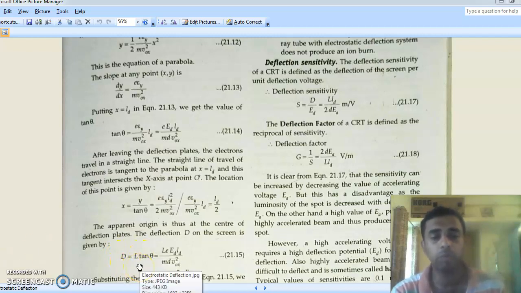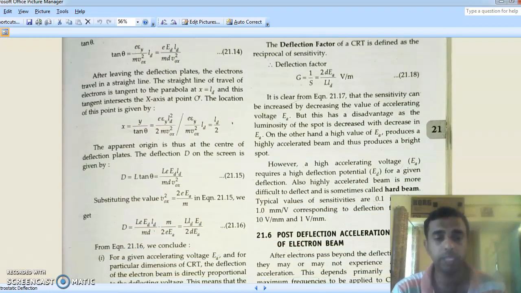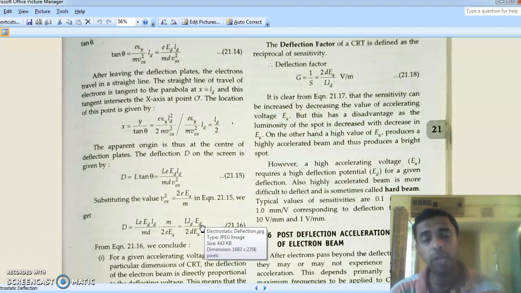One important conclusion was that the deflection D is directly proportional to the deflection voltage ED, with all other factors remaining constant. So this was the last equation we have seen, that D is directly proportional to ED. So there exists a linear relationship. I made two very important statements. As it is directly proportional, this is a linear relationship. That means that if ED is constant, then the deflection occurred is also a constant.